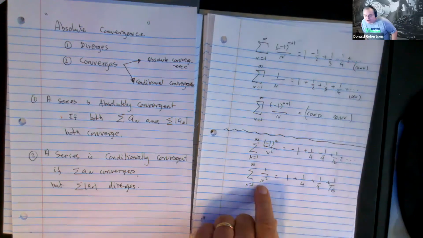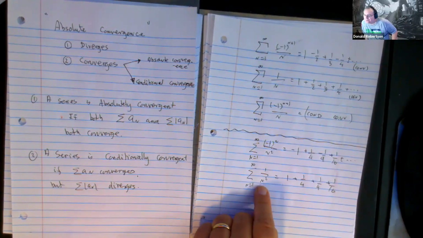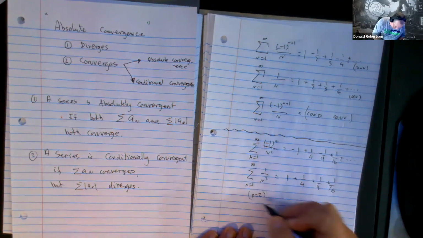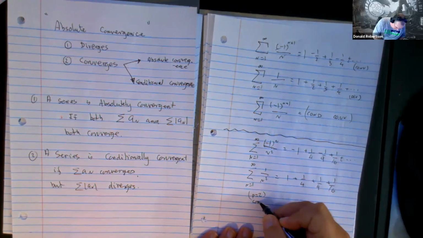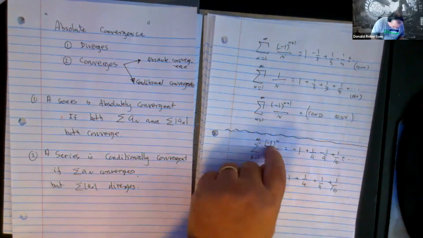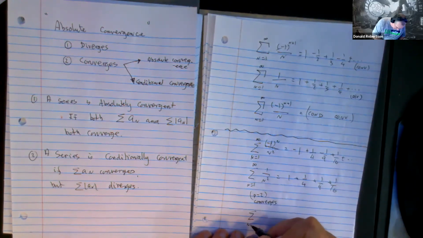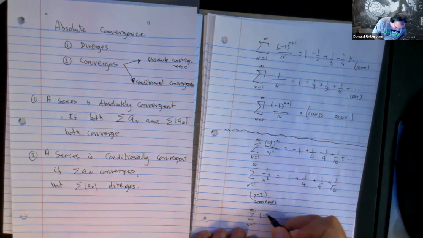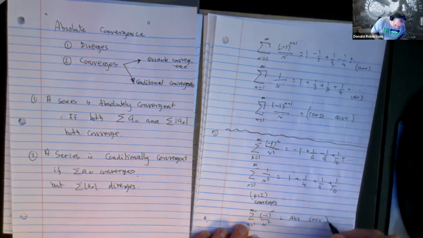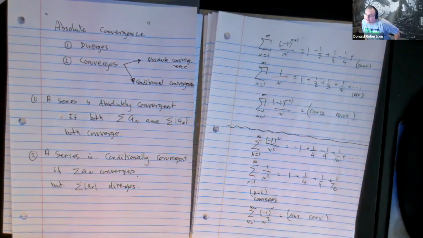do you see a P series here? 1 over n squared, isn't that a P series? It's a P equals 2. And doesn't that mean it converges? So that means this fella is an absolutely convergent series. So there are two kinds of convergent series, isn't there? Conditional and absolute.